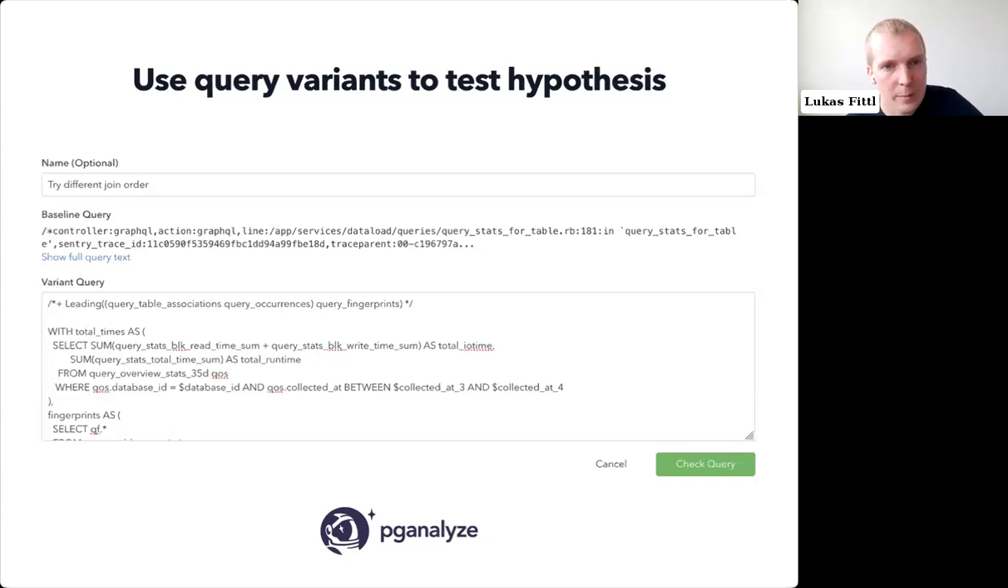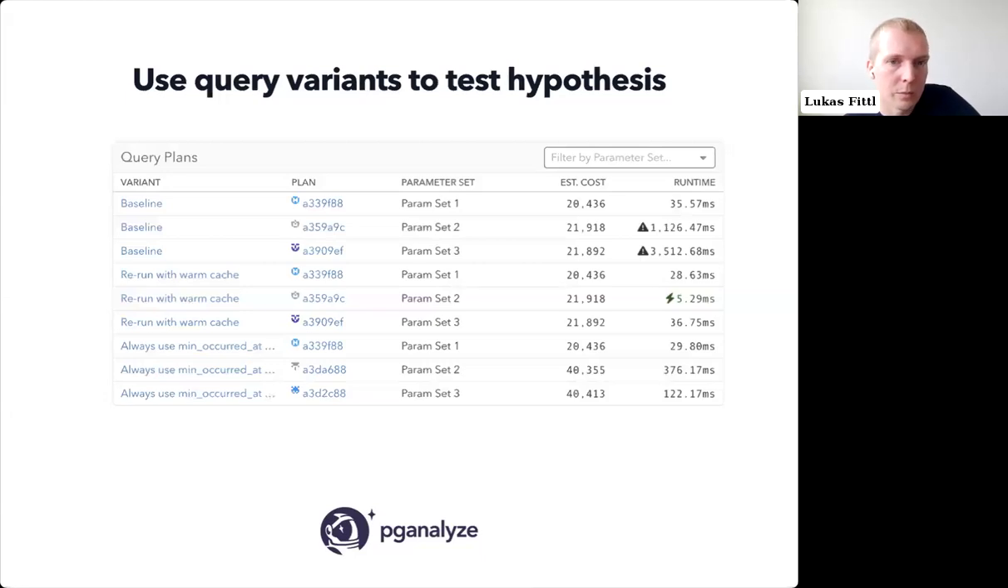So in this case, I'm trying a different join order. I'm adding this hint, right? In the middle where it says variant query, I'm adding that hint that changes the join order. And then I'm using that to test different variants. Here, I've already done the explain analyze, or the collector has done it for me. I can now see that, for example, in the baseline there were slower cases. Then here I re-ran with a warm cache, that was faster, and then it was validating if I always use a particular index, how did it behave? You can see that in this case it was actually worse, right?